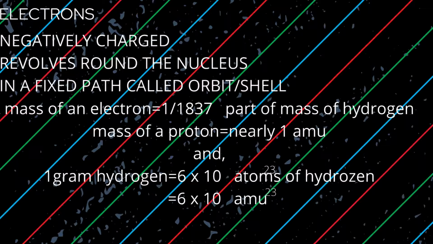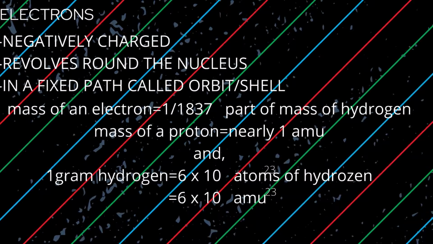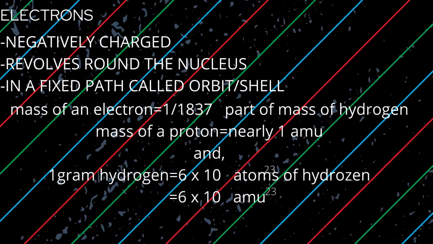so electrons are negatively charged, and revolve around the nucleus in a fixed path called an orbit, which is also called a shell. The mass of an electron is very, very small, so it is 1 by 1837th part of a hydrogen.